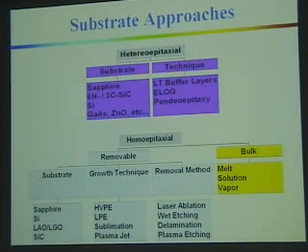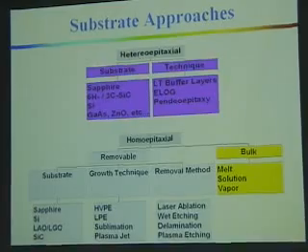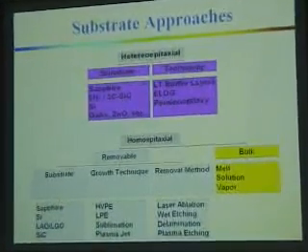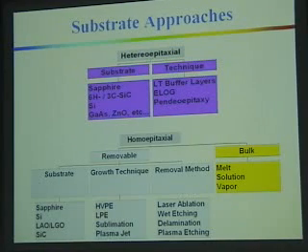Well, how have people tried to get around this problem? And there's basically two approaches. One is heteroepitaxy. That is, I'm going to grow gallium nitride on a foreign substrate. The second approach is homoepitaxy. That is, I'm going to grow gallium nitride on gallium nitride, but I've got to produce the gallium nitride substrate. And there's two ways to produce the gallium nitride substrate.